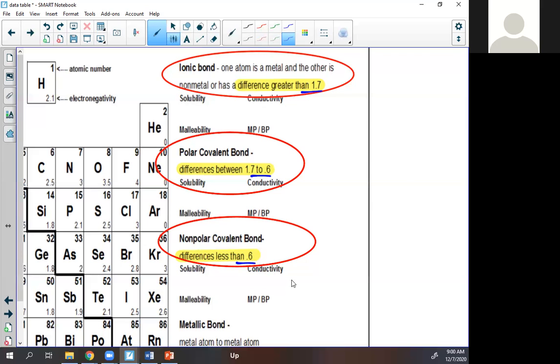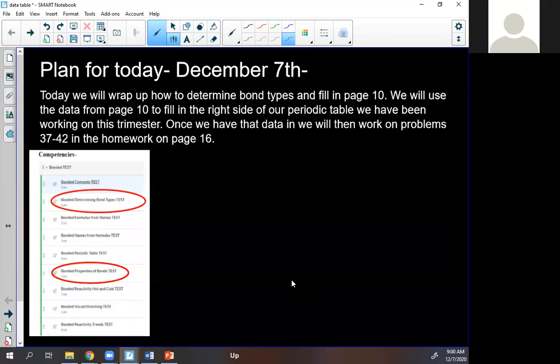Okay, so if we look at the daily plan, it says today we will wrap up how to determine bond types. So that was what we just did. And we'll fill in page 10. We will use the data from page 10 to fill in the right side of our periodic table we have been working on. Once we have that data, we will then work on problems 37 through 42 and the homework on page 16.